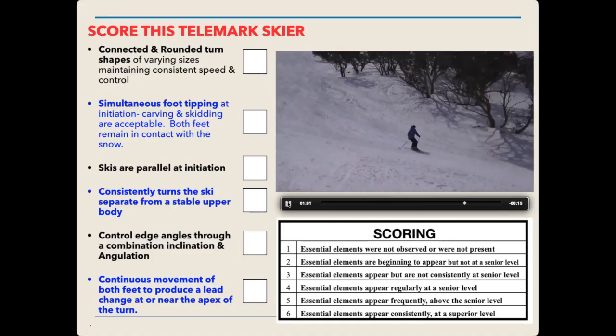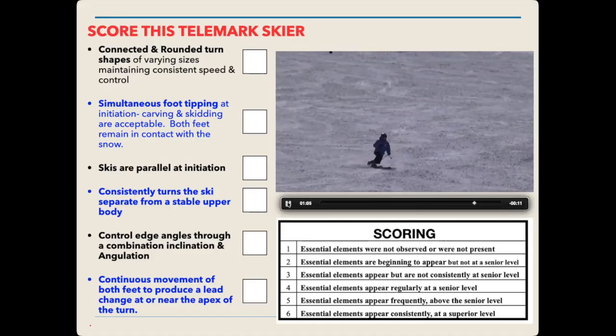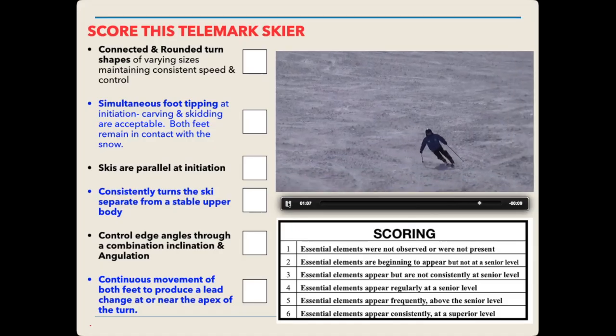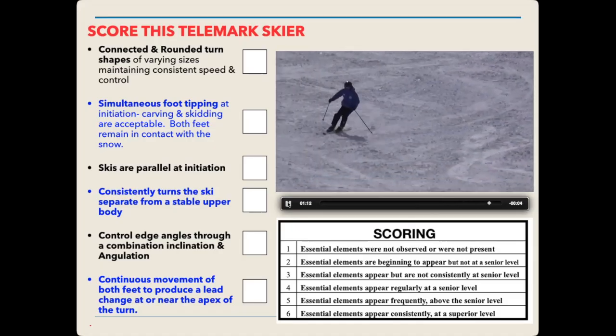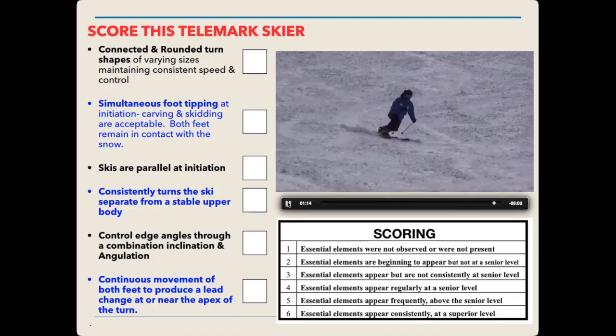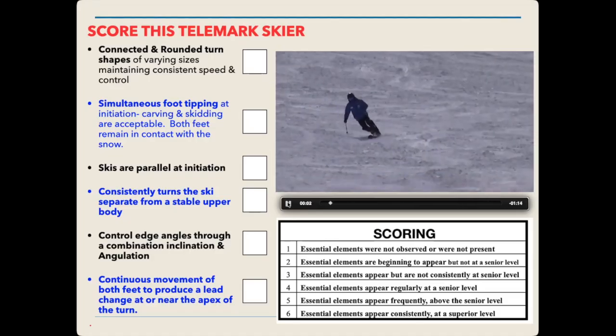Eric? I would agree, and I do see a little bit of that. Not quite parallel at the initiation of the turn on the small radius, but we're going to have another shot at that when they do short radius turns on a steeper pitch. So that's another section on the scorecard. We'll look for that at that point.